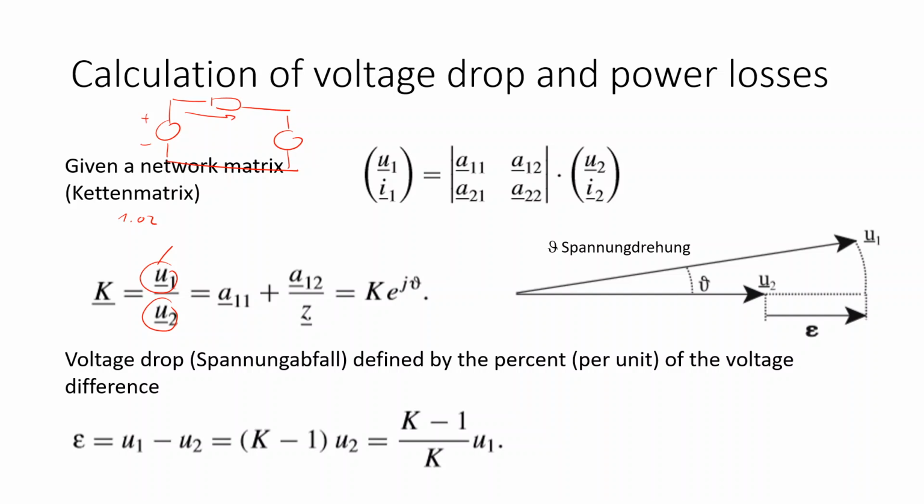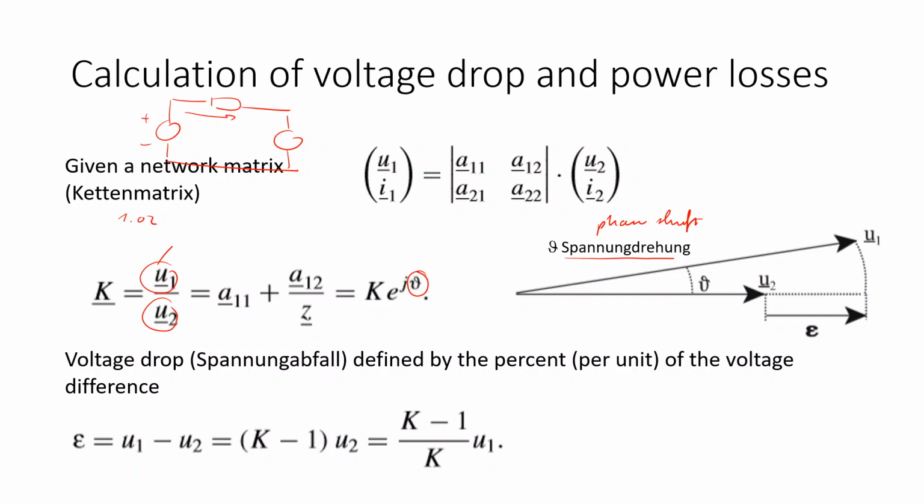So you can see that when we determine the relationship between U1 and U2, the ratio of these two can be written in complex form like this. This is K e to the j of a certain angle. This angle is called in German Spannungsdrehung, phase shift. This is a phase shift, the voltage phase shift between the sending end and the receiving end.